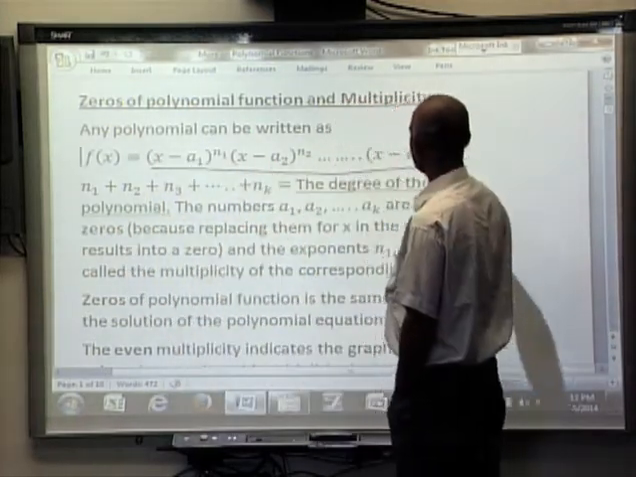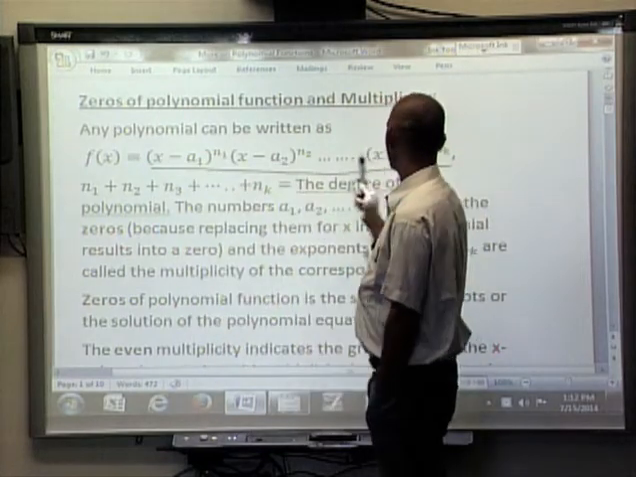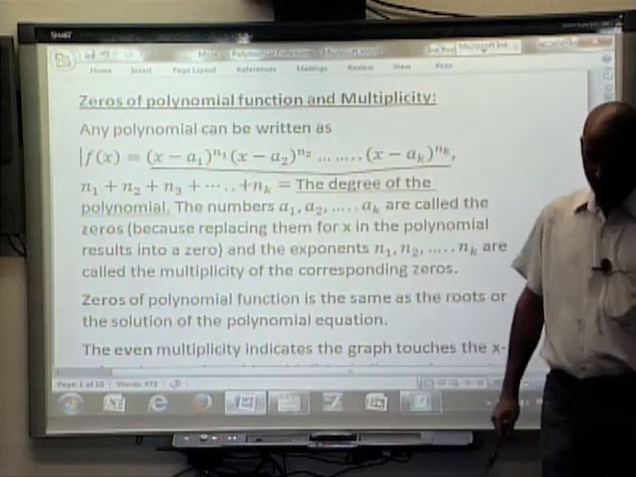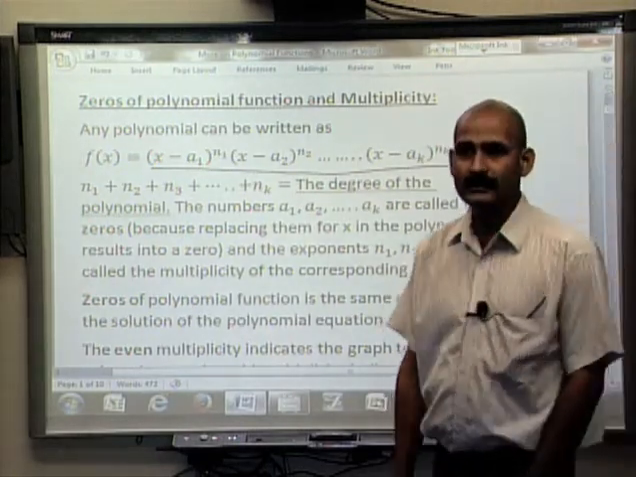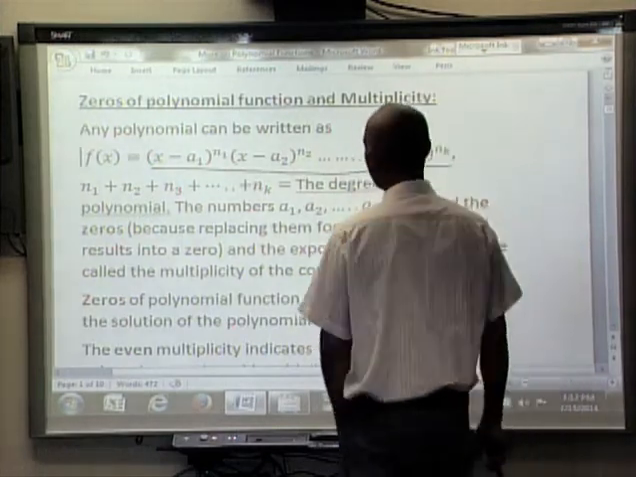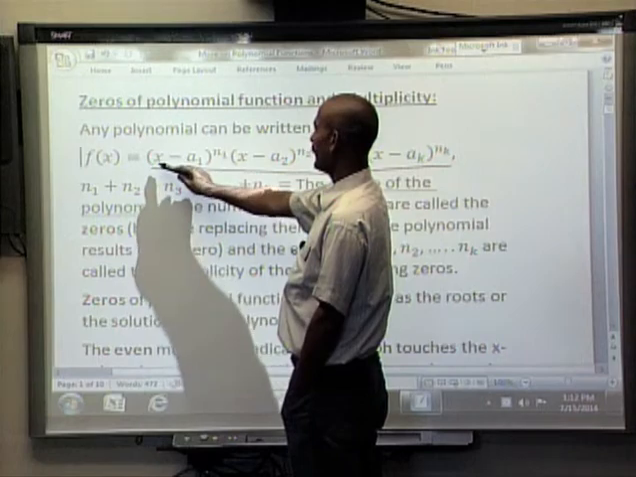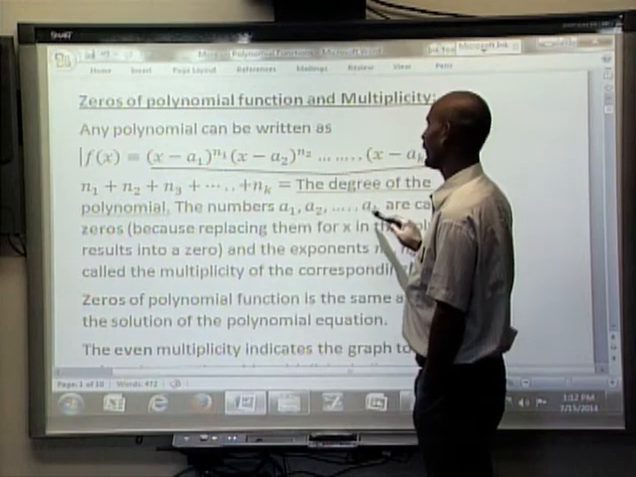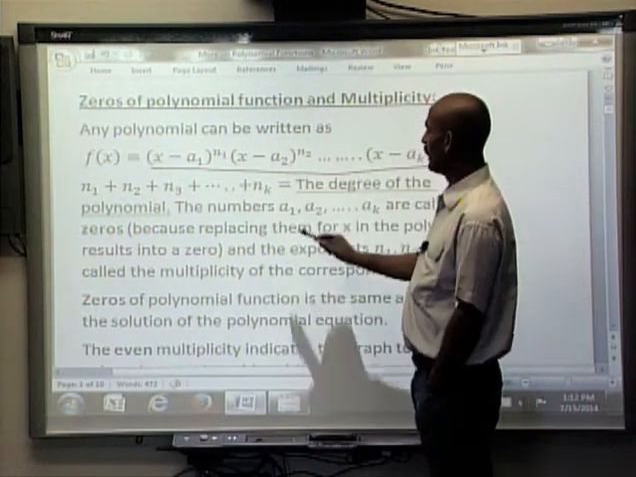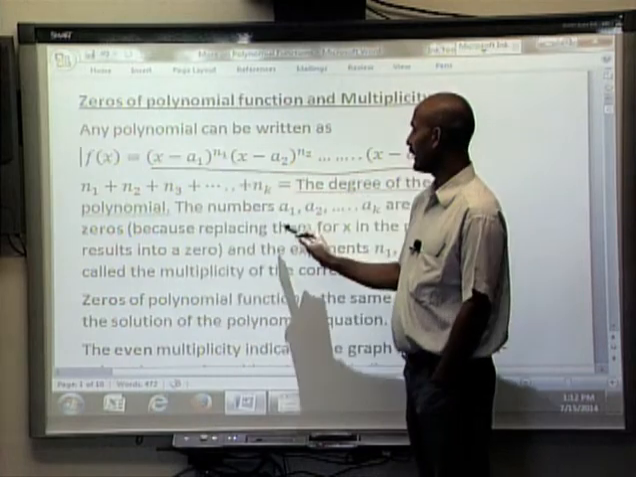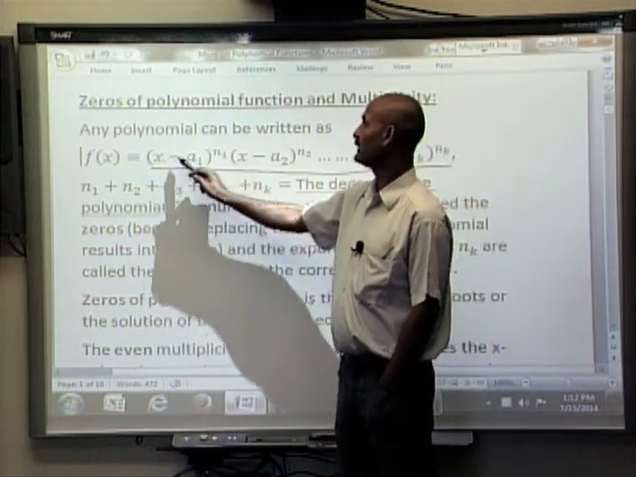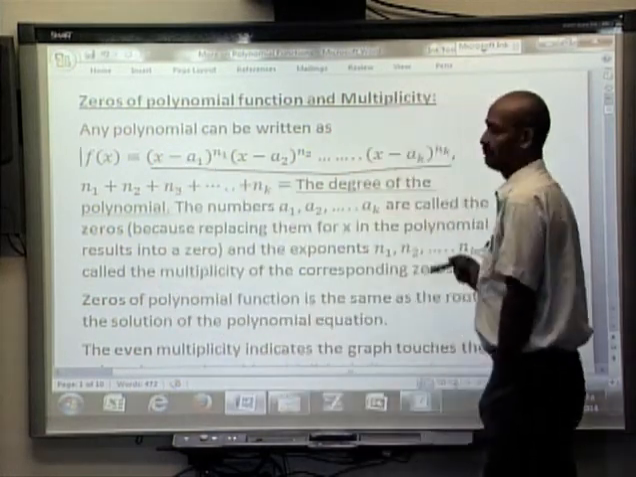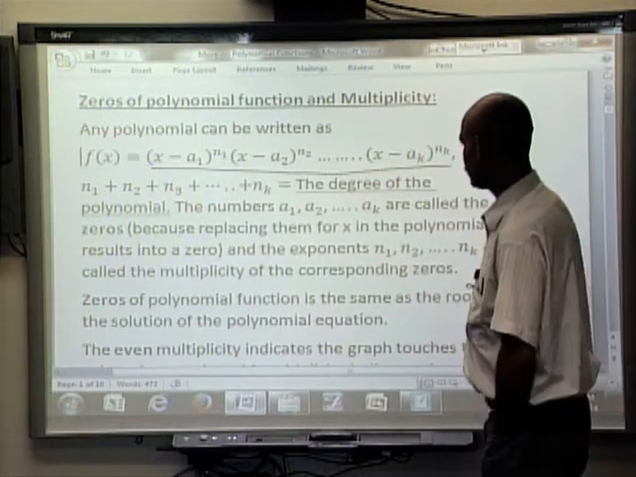If a polynomial is in this form, the numbers a1, a2 and ak are called the zeros of the polynomial. The reason we call them zeros of the polynomial is if we replace x by any of these numbers a1, a2 or ak in this formula, the result is going to be 0. For example, if I replace x by a1, a1 minus a1 will be 0, 0 raised to anything is 0, and if 0 multiplies anything else, the result is going to be 0.